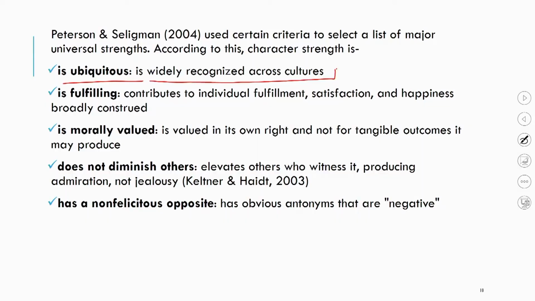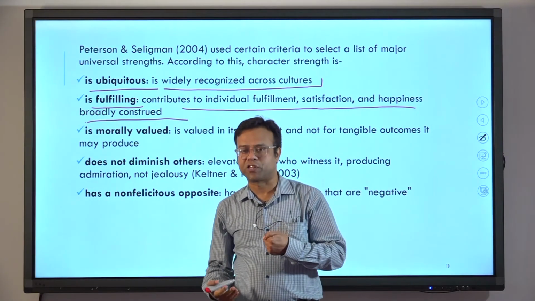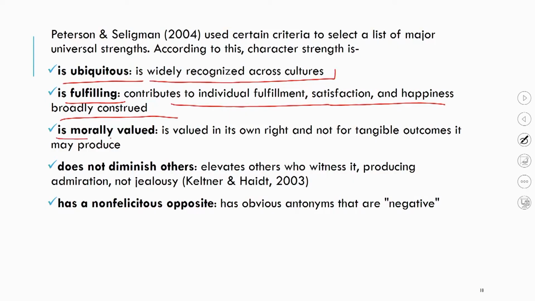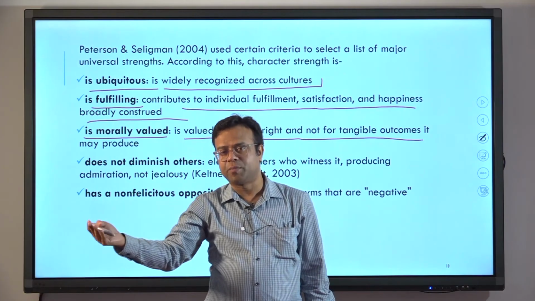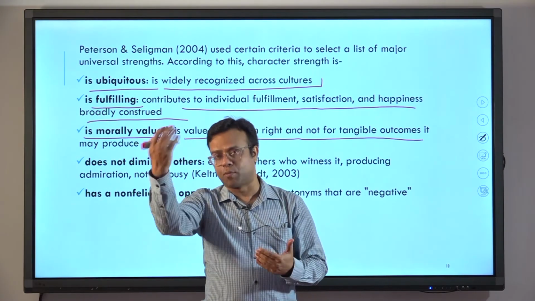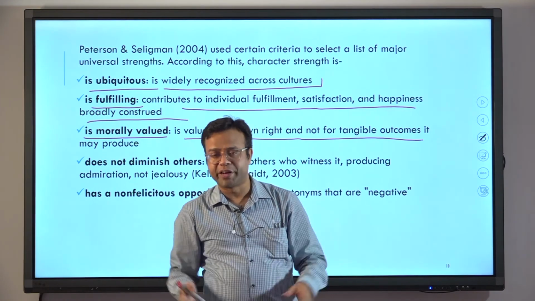Second, they include only those character strengths which are related to fulfillment, which means they should contribute to individual fulfillment, satisfaction and happiness, broadly construed. They should contribute to the fulfillment of one's life satisfaction, happiness, emotional well-being and so on. The third criterion is that it should be morally valued. Only those character strengths which are morally valued in their own right, and not for tangible outcomes, should be included. Whether they give you a certain outcome or not is secondary. The first important thing is that they are morally valued, that people desire these qualities in other people in order to call them a good human being and so on.